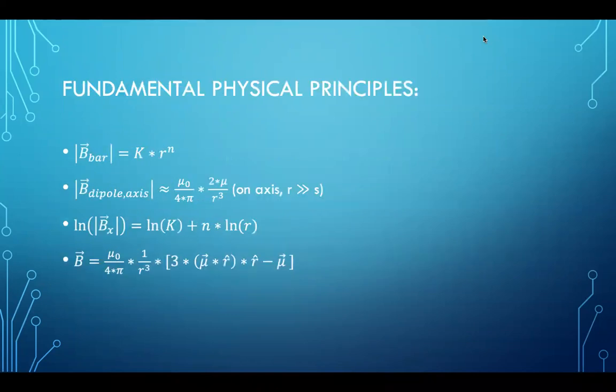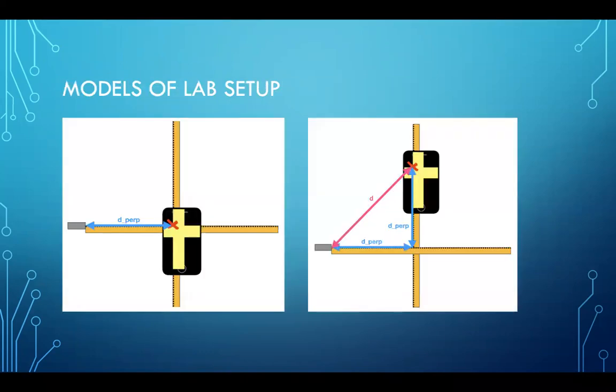We have the magnetic field of the bar, the magnetic field of Earth, and then the natural log system that we will use in our plot. Here's the model of the lab setup. As you can see, we have our phone distance both in the x-axis and the y-axis away from the magnetic bar.